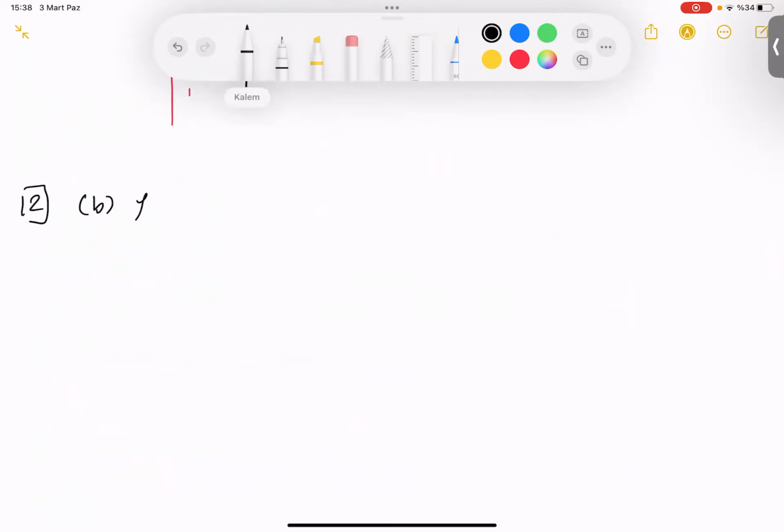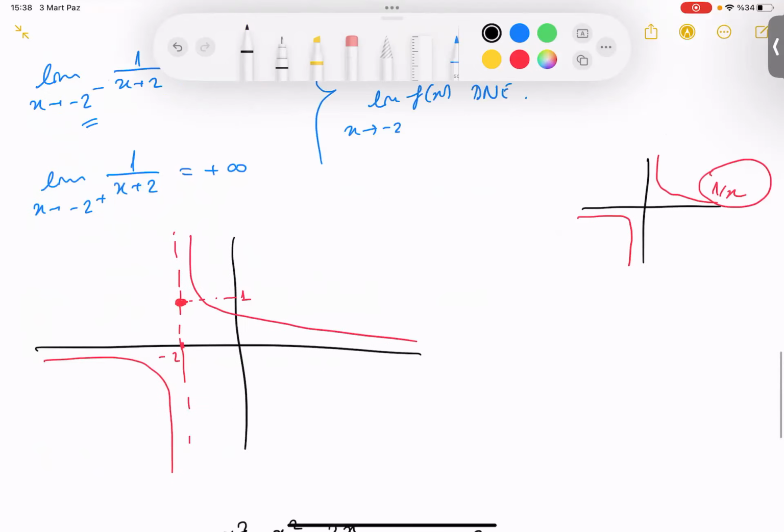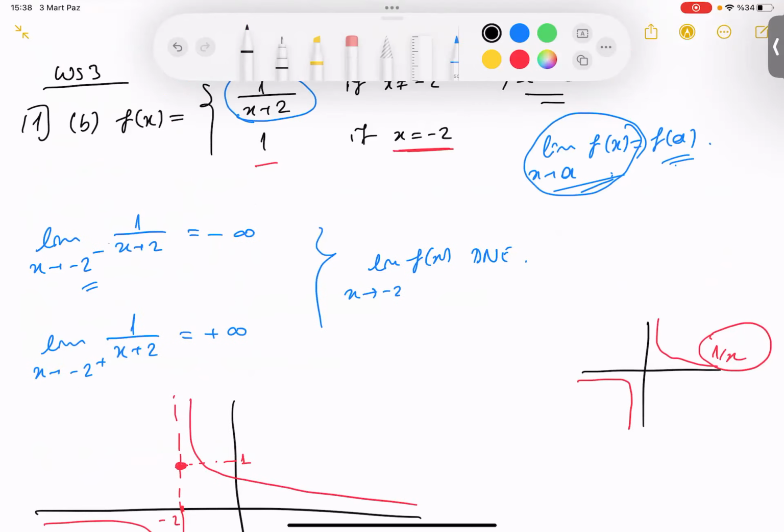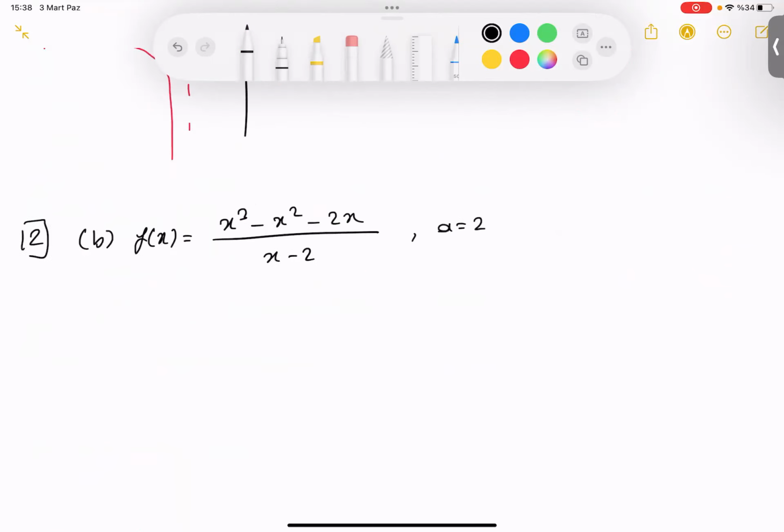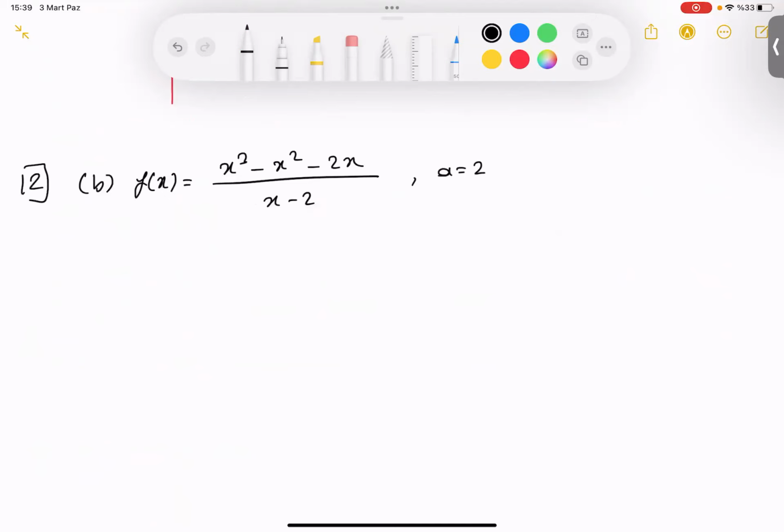Now you're given the function f defined by x cubed minus x squared minus 2x over x minus 2, and the point is 2. We will determine if the function f has a removable discontinuity. Before, we had the limit infinity, right? One was -infinity and the other one +infinity. So you cannot remove that discontinuity because the limit does not exist. But if the limit exists and if the function is defined, then you can maybe remove that discontinuity. We will check the limit, that's why.